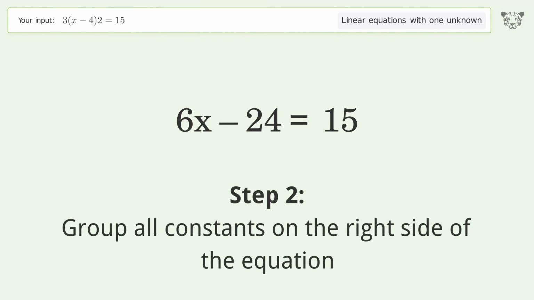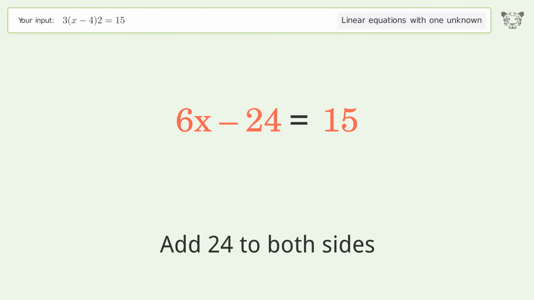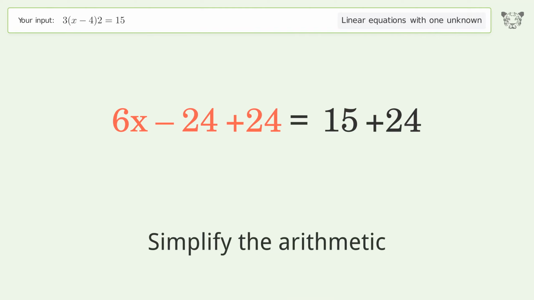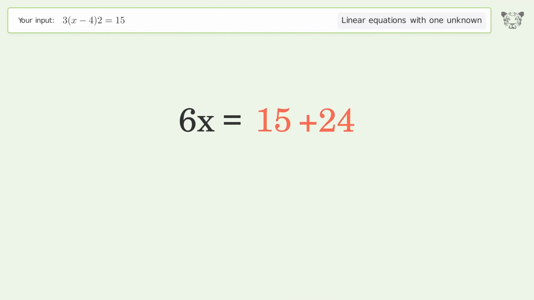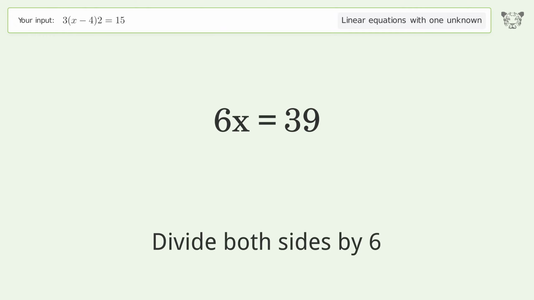Group all constants on the right side of the equation. Add 24 to both sides. Simplify the arithmetic. Isolate the x. Divide both sides by 6.